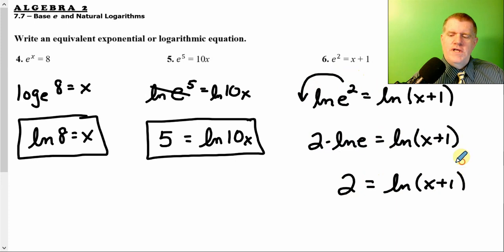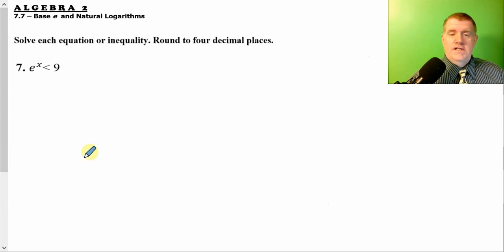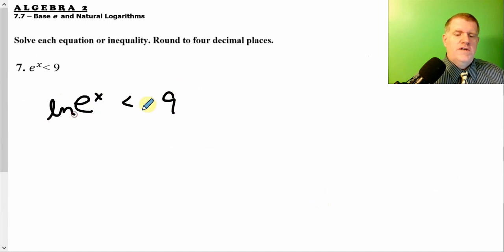So just remember, e's and natural logs are inverses. The same way that 10 to the x is an inverse of log, because log has a base of 10 unless we define it otherwise. All right, let's solve some equations. If you follow that little thing I told you, it's really easy. What's the inverse of an e? Natural log. Take the natural log of both sides.